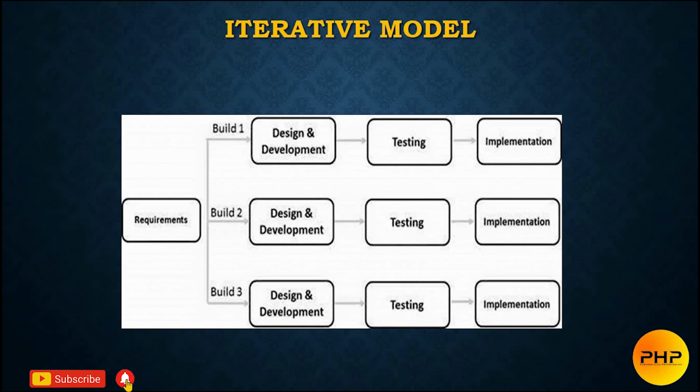Say it is a shop management system. In a shop there is inventory, sales, accounts, and admin. With the iterative model, you build all of them together, then solve the issues one by one. But with the incremental model, you build the inventory first and deploy it.